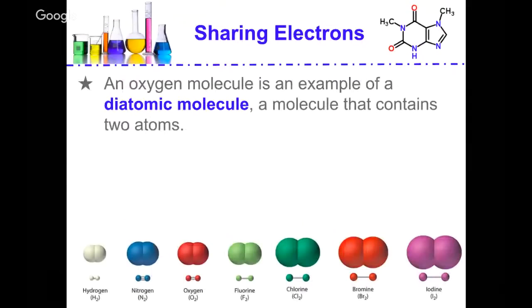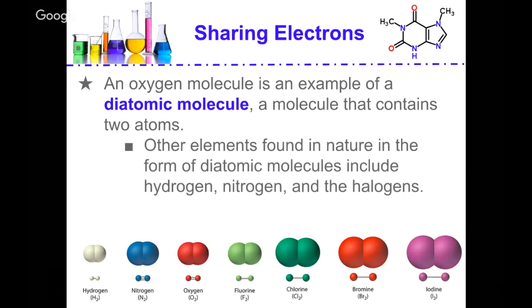An oxygen molecule is an example of a diatomic molecule, which is a molecule that consists of two atoms. Other elements found in nature in the form of diatomic molecules include hydrogen, nitrogen, and the halogens. Remember, we memorized these way back at the beginning of the year. These are our special 7 elements: hydrogen, nitrogen, oxygen, fluorine, chlorine, bromine, and iodine. Those are your 7 diatomic molecules.